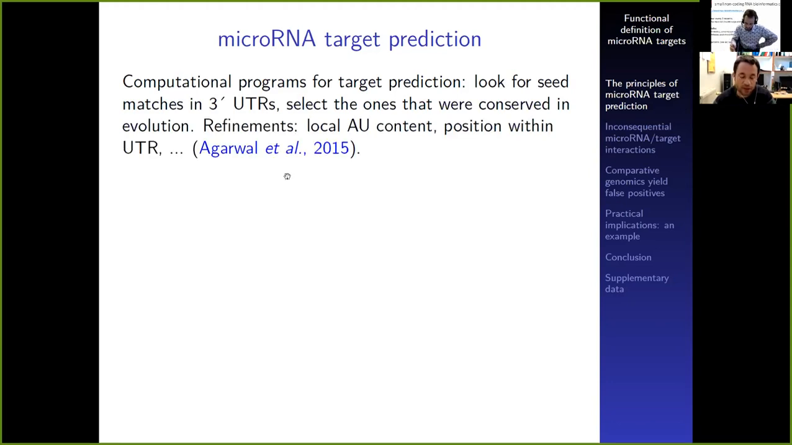It's not just about looking for conserved seed matches, because in fact, many refinements can be added. And the latest version of TargetScan is, in my opinion, the best of these prediction programs available. In the latest version of TargetScan, which was described in this paper in 2015, they included many other context features which help predict the affinity of a given target for the microRNA.